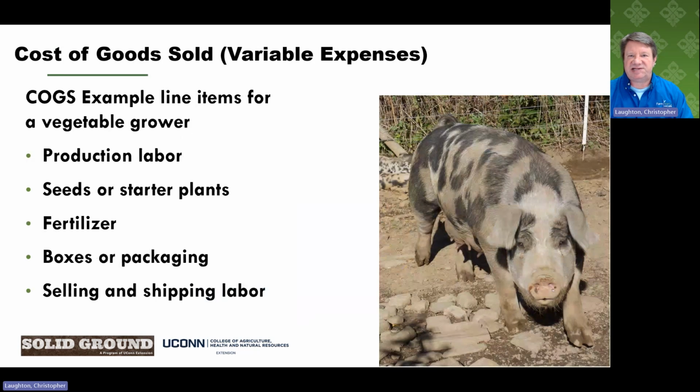So in contrast to that, let's go into those example line items a little bit more. For a vegetable grower, it would include the production labor, seeds, starter plants, fertilizer, boxes or packaging, selling and shipping labor, basically all those inputs.